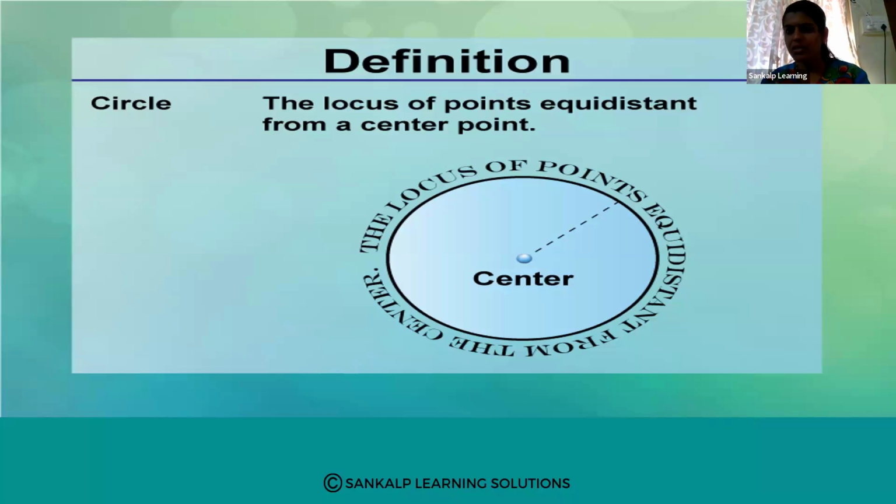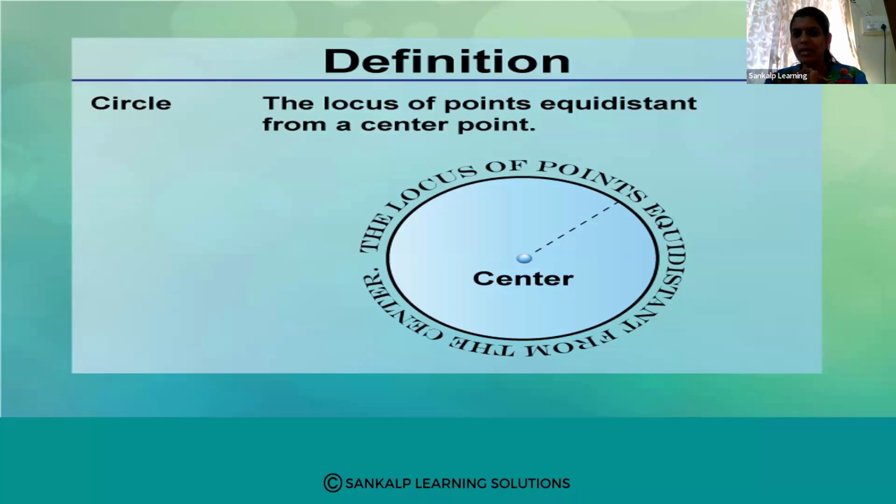Okay, so just once we will refresh. Yes, first comes the topic name: areas related to circle. Then, what do you mean by circle? Yes, my dear children, what do you mean by circle?